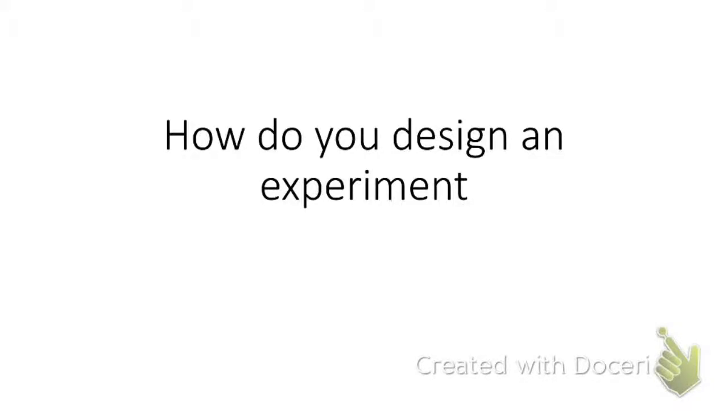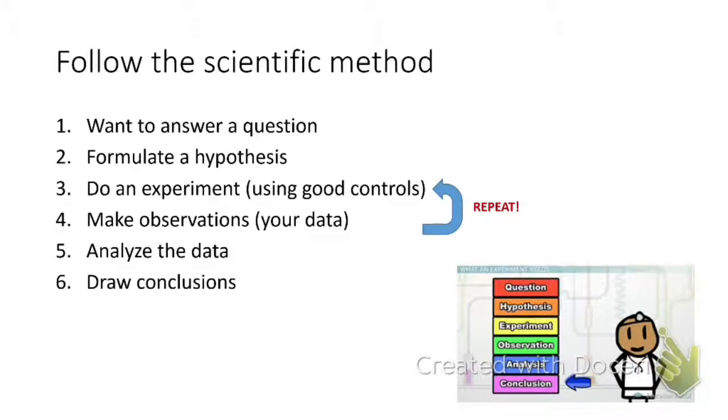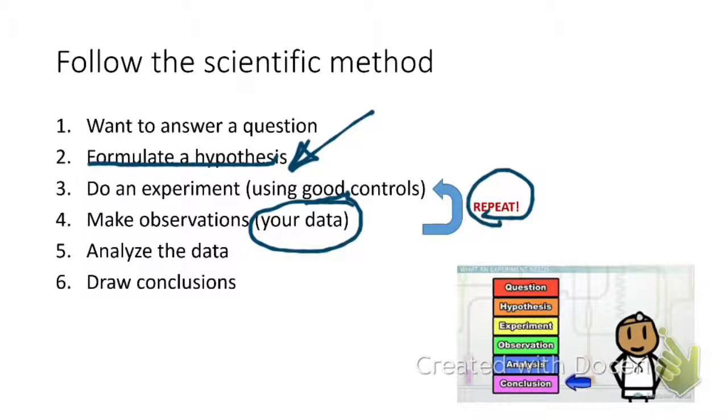How do you design an experiment? An experiment is a way to answer a question that you have. So first you want to formulate a hypothesis. You do the experiment using good controls. They're very important. Then you make observations, that is the data you collect. You repeat the experiment to make sure that it's reliable. You analyze your data and then draw a conclusion, and hopefully at the end you are able to answer the question.